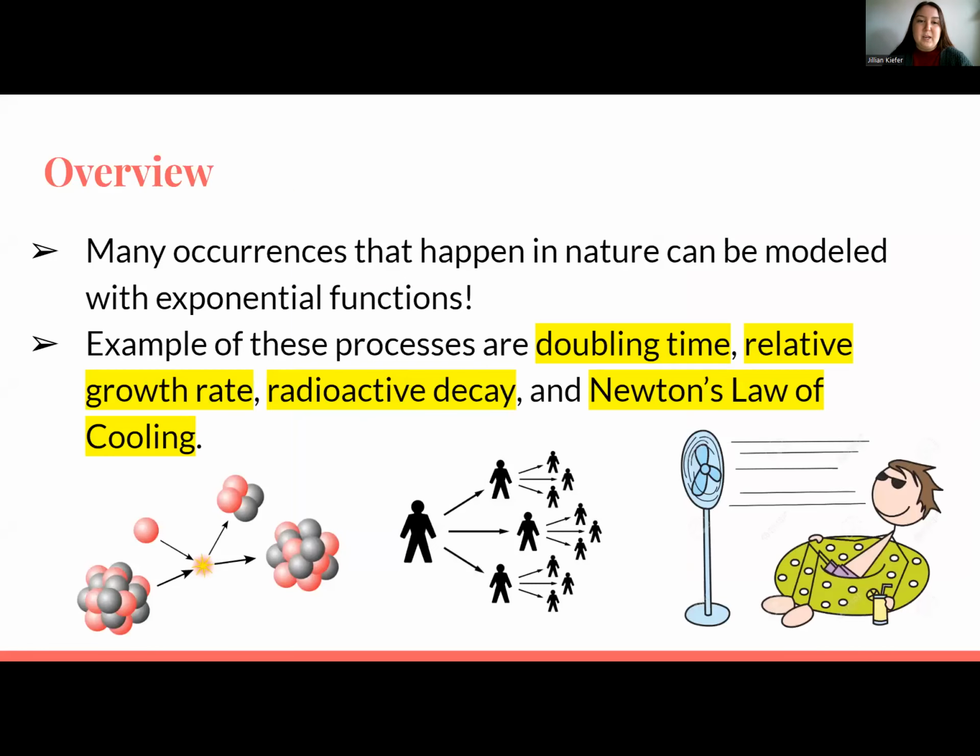As an overview, many occurrences that happen in nature can be modeled with exponential functions. Examples of these processes are doubling time, relative growth rate, radioactive decay, and Newton's law of cooling.